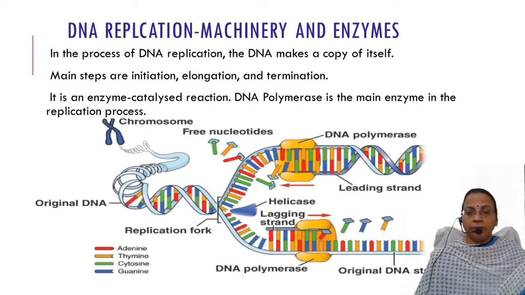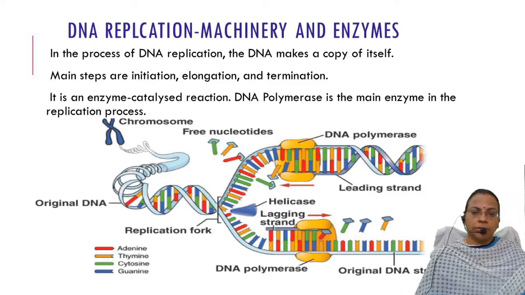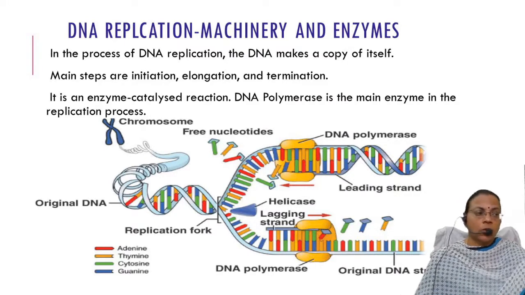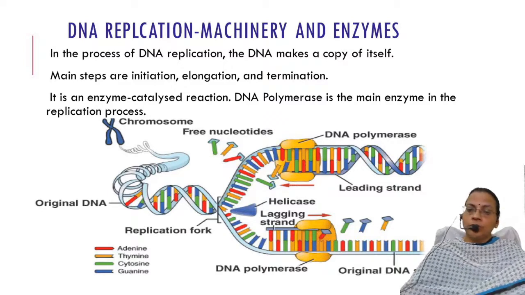Replication takes place at the time of cell division, specifically in the S phase, the synthetic phase, where only the replication of DNA takes place. In the DNA itself, where does replication start? There is a special sequence located there, and that sequence gives the signal for replication. The area where DNA replication starts is called the ORI, origin of replication.